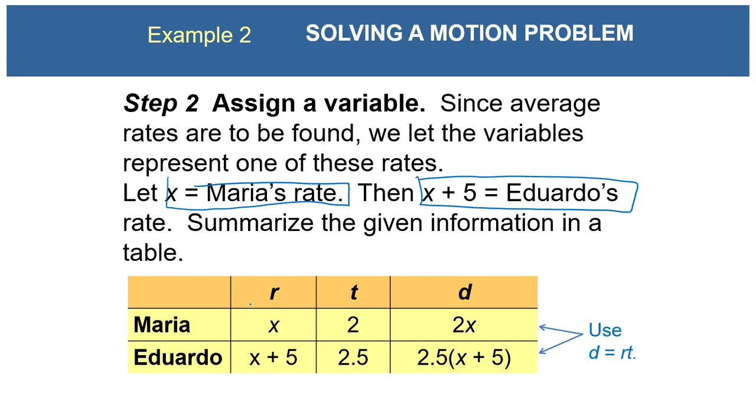Now in the table here we have Maria and Eduardo. Notice for the rate, Maria is x, and Eduardo is x plus 5, because he's 5 miles per hour faster. For the time, we know Maria took 2 hours to complete the trip, while Eduardo took 2.5 hours. Now in the third column, we use the formula distance equals rate times time, and basically multiply across. x times 2 gives me 2x, and that's the distance for Maria. x plus 5 times 2.5, that's the distance for Eduardo. And again, we use the formula distance equals rate times time.